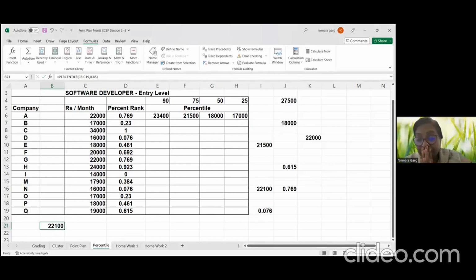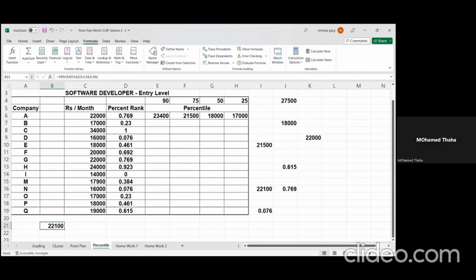What is the amount? 22,100. Are you very clear now how to get from the market data you have collected from the list of companies, how to translate into percentile? Got it? Yes. Do you want me to do one more? Okay, we'll do one more.